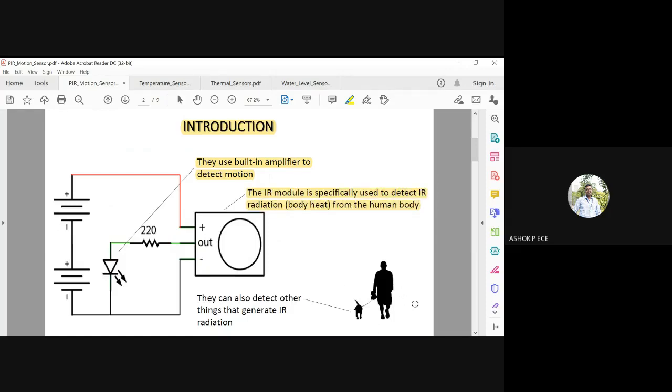So you have the radiation from the human body that is going to hit your sensor, and you can indicate that using a simple LED. This is the simplest application, just connecting a PIR sensor and detecting human activity. You are blowing an LED and showing that yes, there is a human presence. It can also detect other things that generate IR radiation. Even animals generate IR radiation. Even objects generate IR radiation.